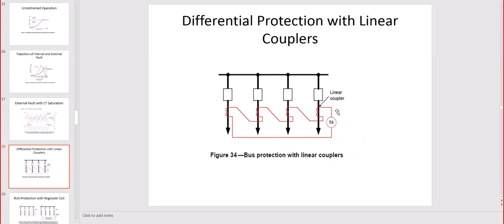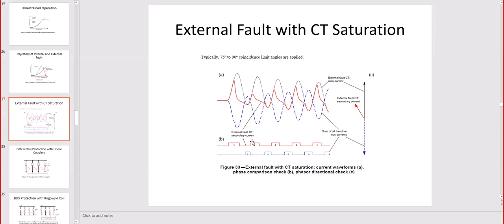External fault with CT saturation. So here are the actual waves, how they look. External CT fault and internal, and the vectorial summation, and the current is in pulses.